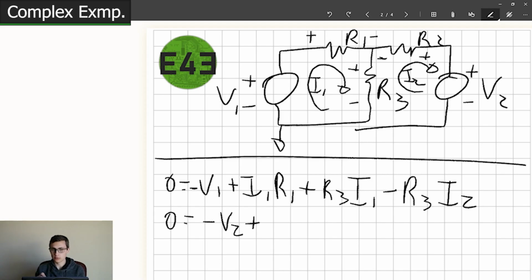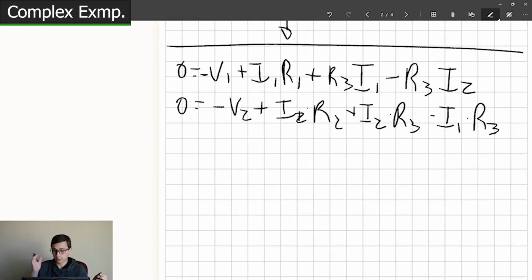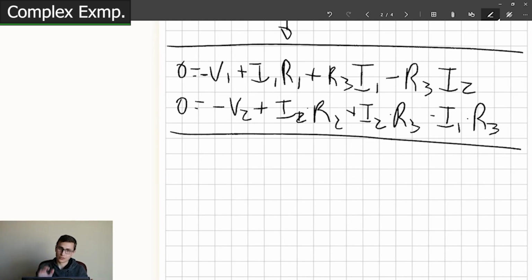Well, because if you look at the arrows, if you look at the direction of current flow, it's opposite, right? I1 flows this way. I2 flows this way. So we know that the current needs to be the opposite sign. Okay. So now let's keep going. So now we've got I2 times R2 plus I2 times R3 minus I1 times R3. There we go. Those are our two equations. And if I applied this theory correctly, this should all work out just fine.